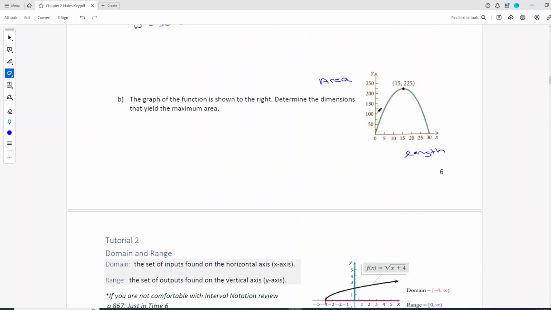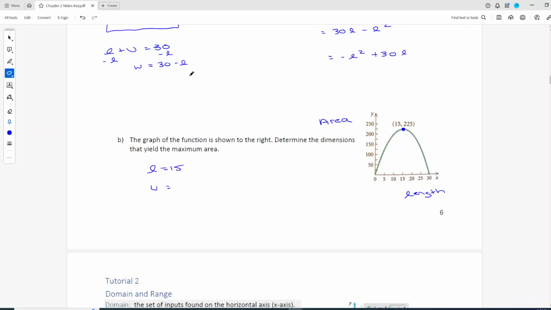So my y-axis would be area, my x-axis would be length, and if I wanted to determine the dimensions that yield the maximum area, this is the max right here, just the top. So at this max, my length is 15, and the width we already determined is going to be 30 minus the length. So the length that will give me a maximum area is 30 minus 15, which is 15. Therefore, the dimensions are 15 by 15, and I believe this is in feet.